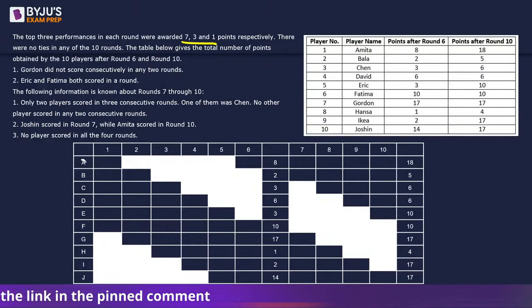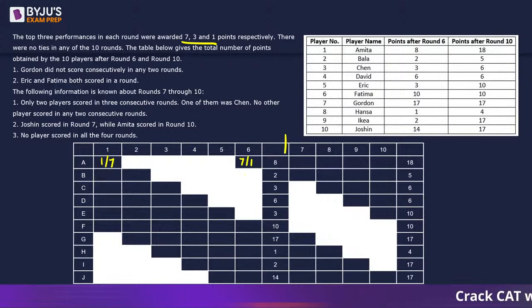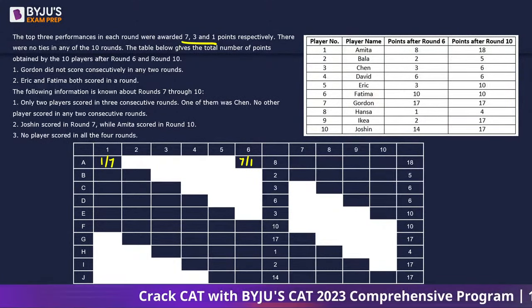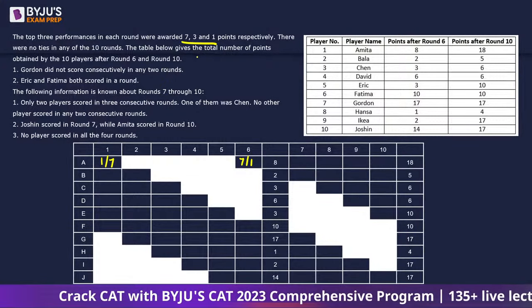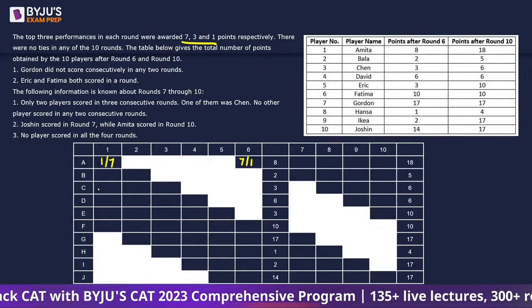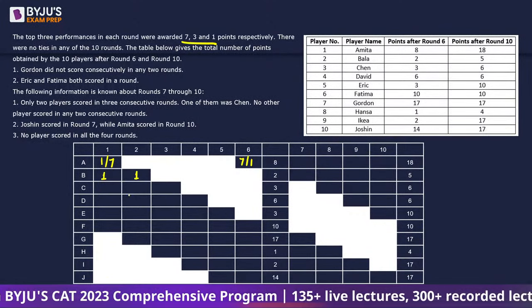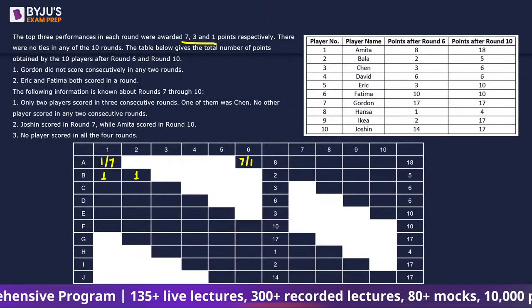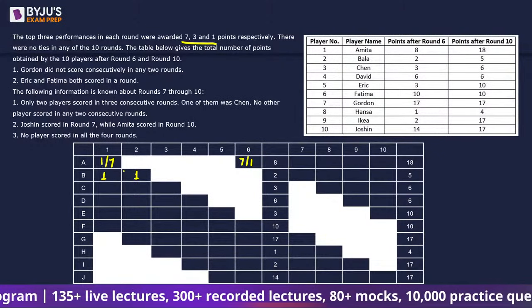So what I will do is write it like this: 1 or 7 and 7 or 1. Let's look at B. And now we are only looking up to round 6, not throughout. Now let's look at B. B is supposed to get overall 2 points, and the scores awarded are 7, 3 and 1. So the only possibility is 1, 1. That's how 2 will be made. You can't put 2, 0 because nobody is being given a 2.